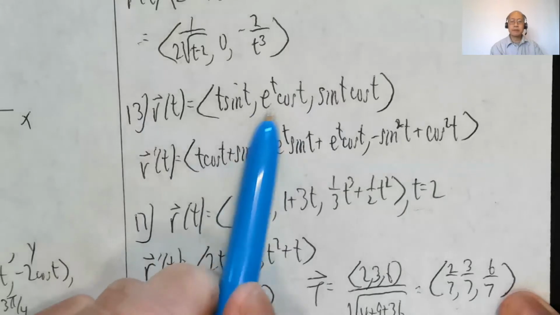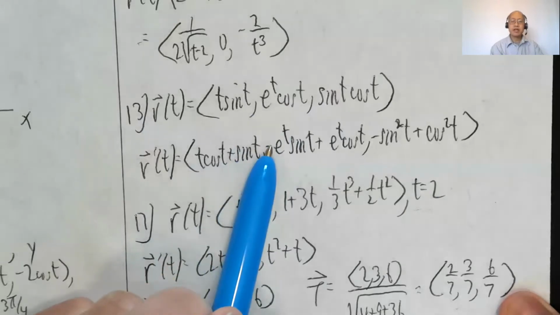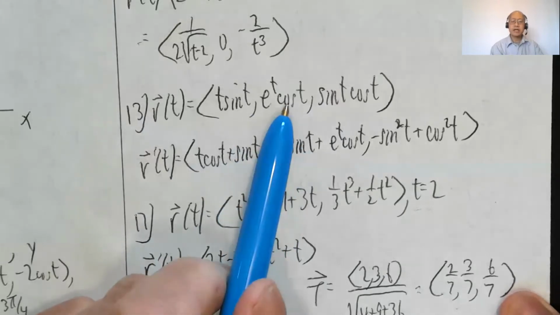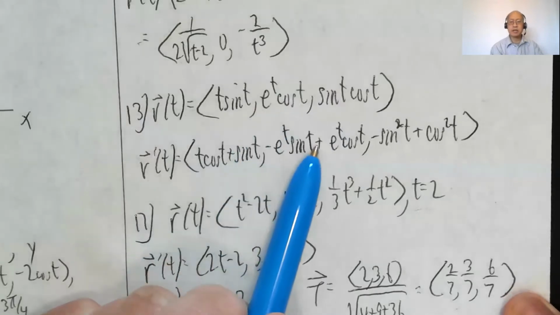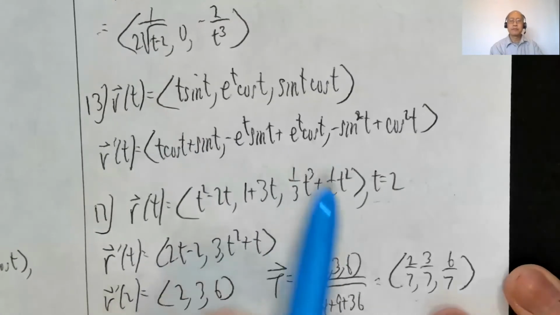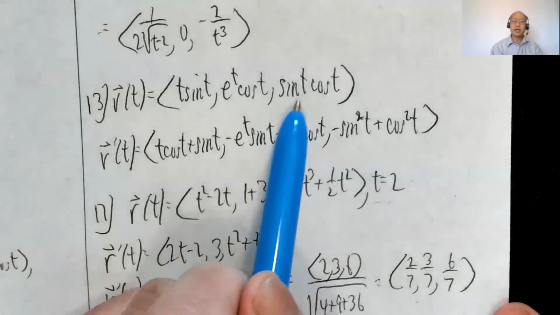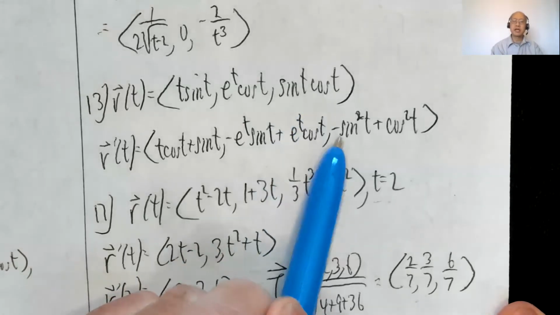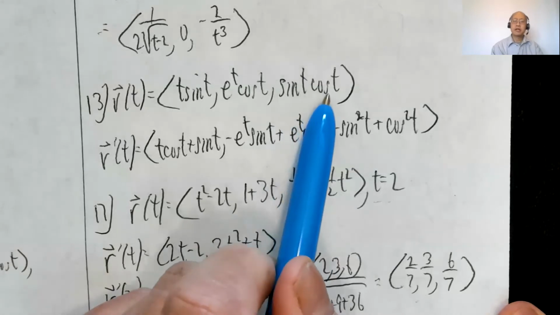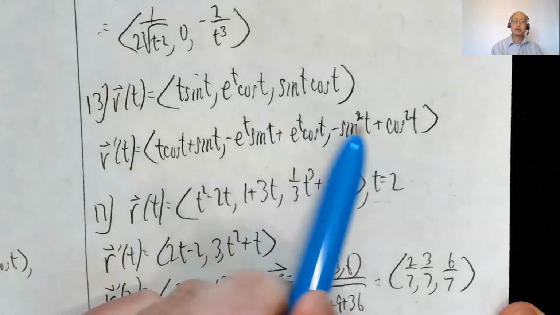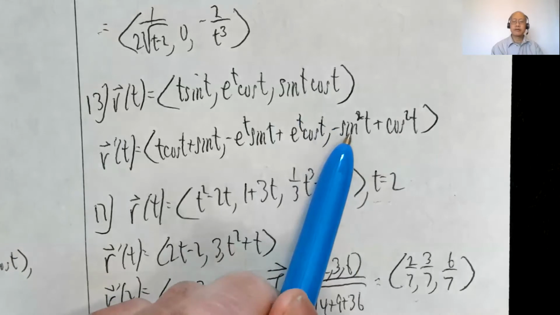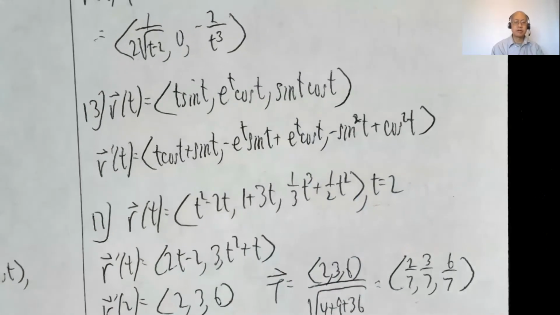And this one, first times derivative of the second is negative e to the t sine t, plus the second times derivative of the first, it'll just be the same thing, e to the t cosine t. And product rule here, first times derivative of the second, sine t times negative sine t, negative sine squared t, plus the second cosine of t times the derivative of the first, which is also cosine t. So negative sine squared t plus cosine squared t.